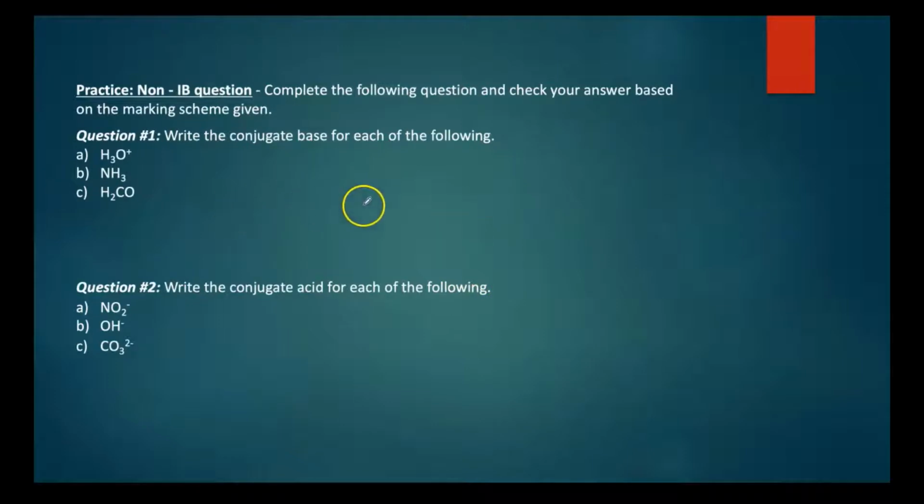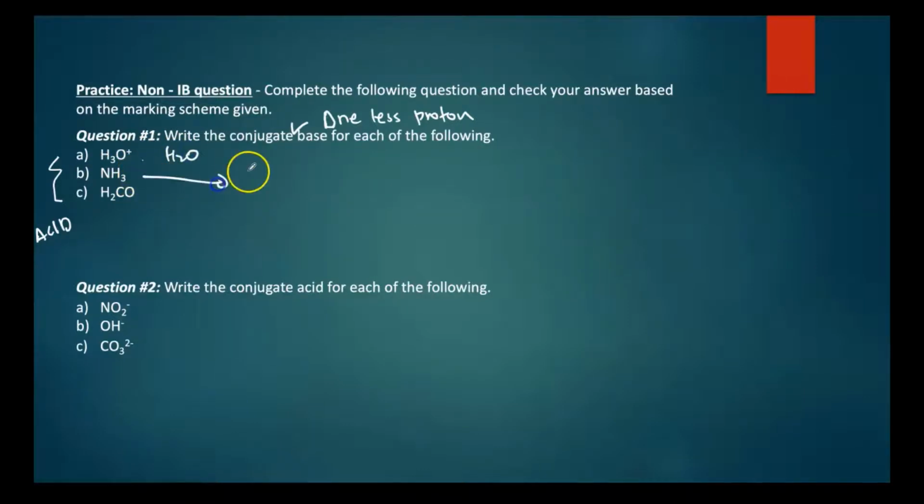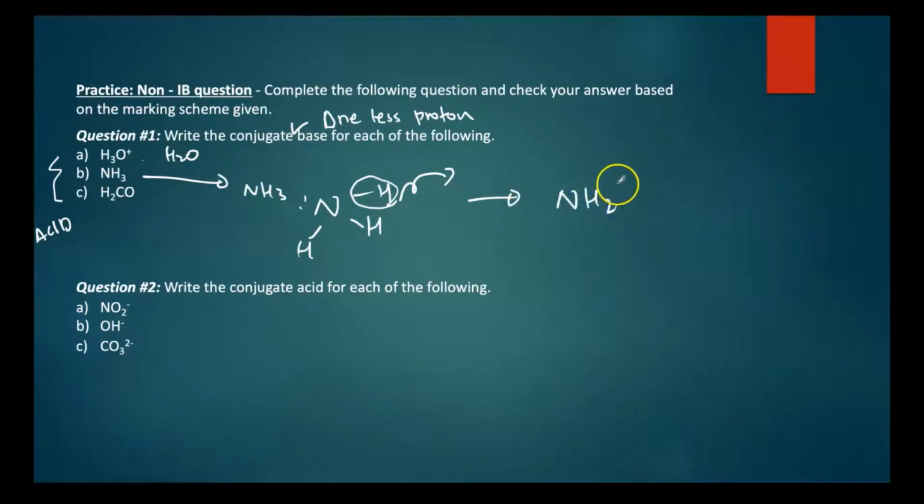Then let's do these questions together. Question number 1, we have to write the conjugate base for each of the following. That means all these are acids, and we have to write the conjugate base. Remember, a conjugate base has one less proton. So H3O+ with one less proton means H2O, and for NH3, one less proton means we are taking this proton away, so we have NH2 minus, because we're going to have a lone pair.